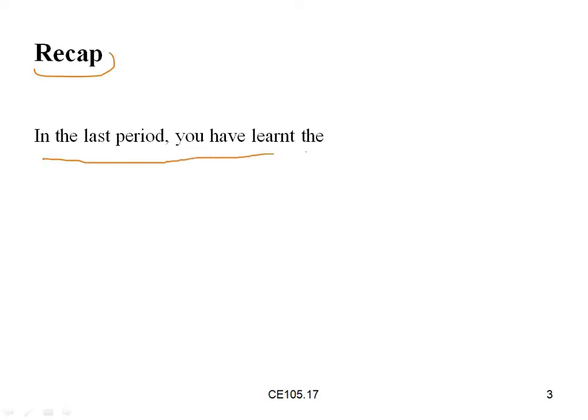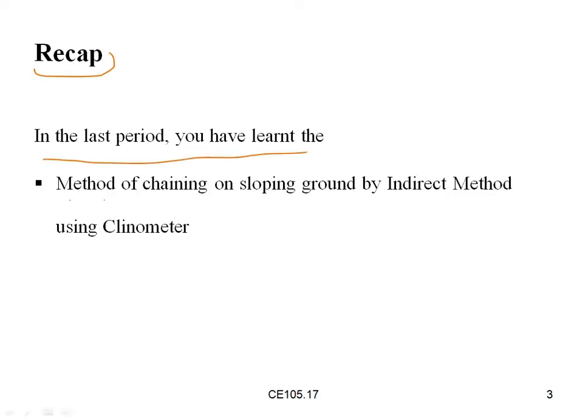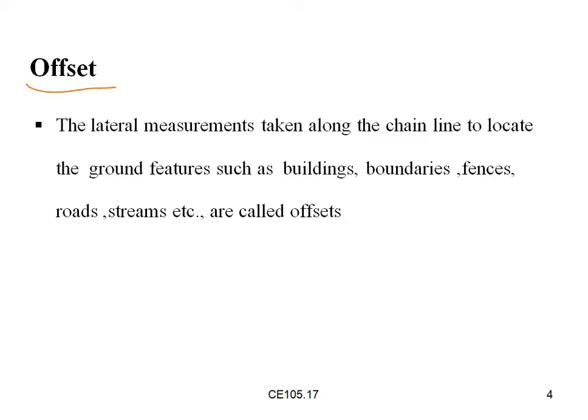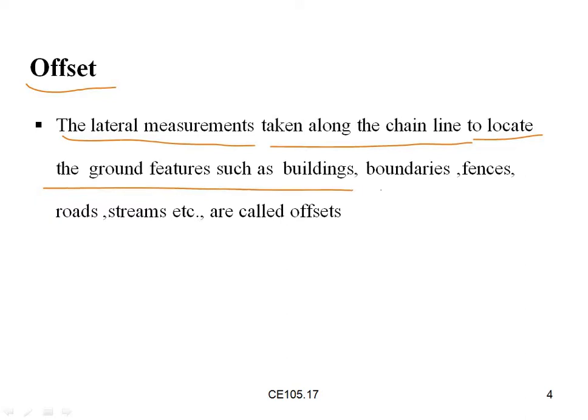Let us recap. In the last class videos we have seen the method of chaining on sloping ground by the indirect method using a clinometer. So let us see offset. What is an offset? The lateral measurements taken along a chain line to locate the ground features such as buildings, boundaries, fences, roads, streams, etc. are called offsets.